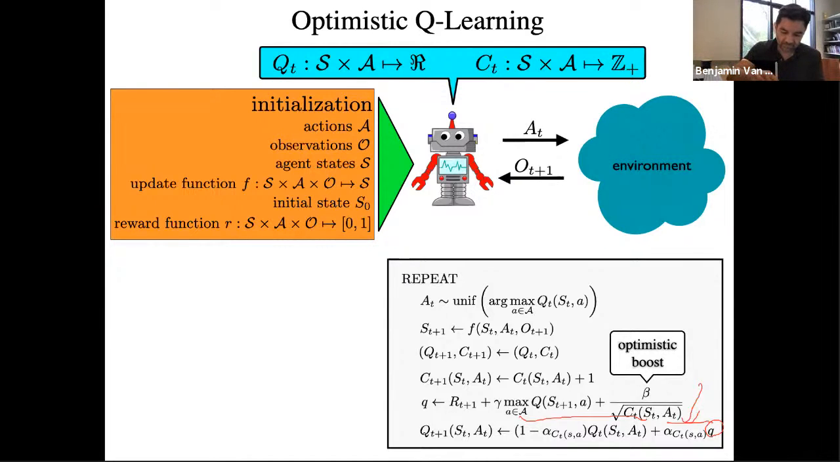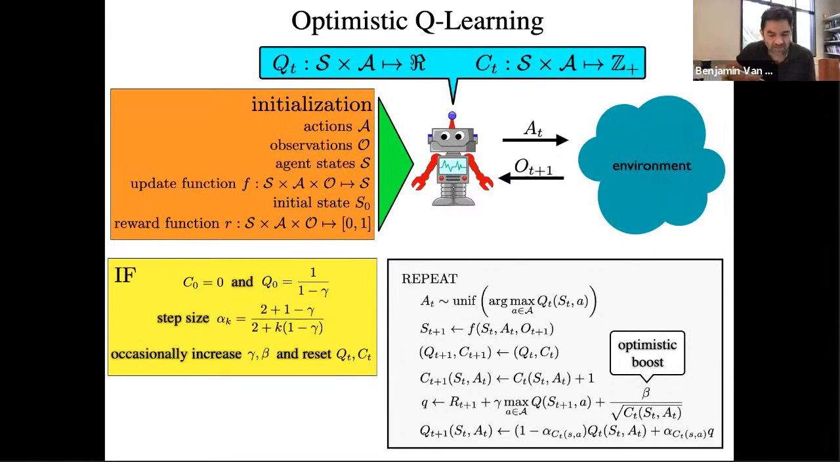So that's the essential optimistic Q-learning algorithm. In order to get the regret bound I've supplied, I start with all the counts initialized to 0 and all the action values initialized to 1 over 1 minus gamma. And I use this step size sequence. It's a specific step size sequence that defines a step size for each k. I'll plug in for k the count whenever I use a step size.